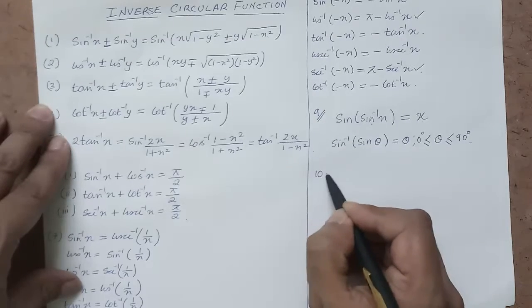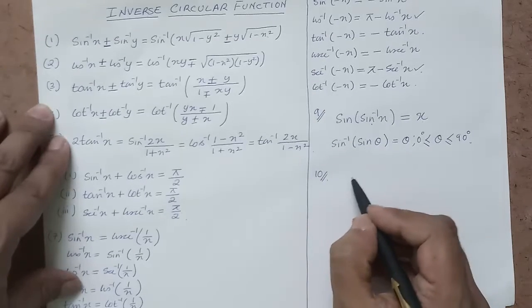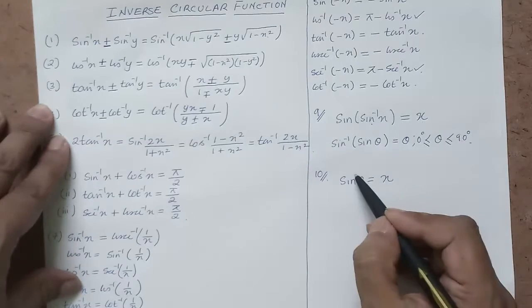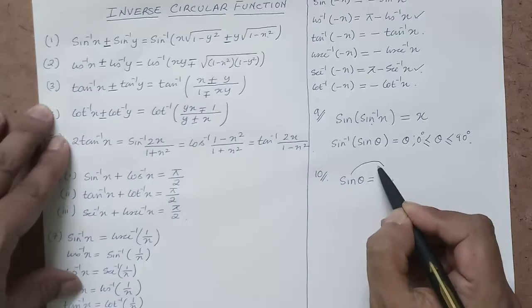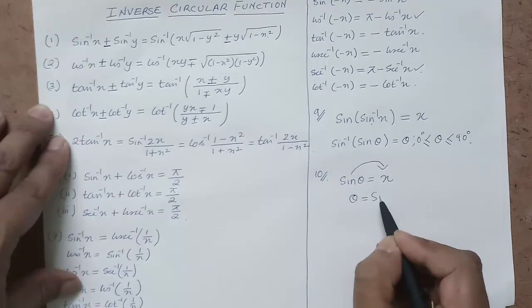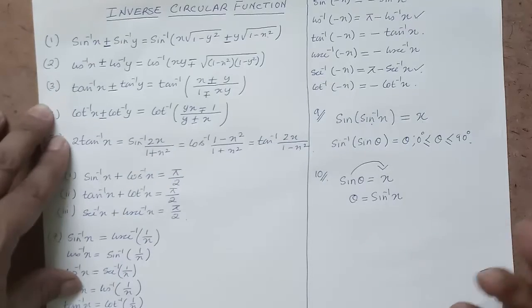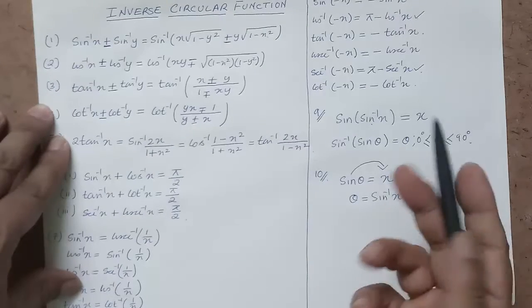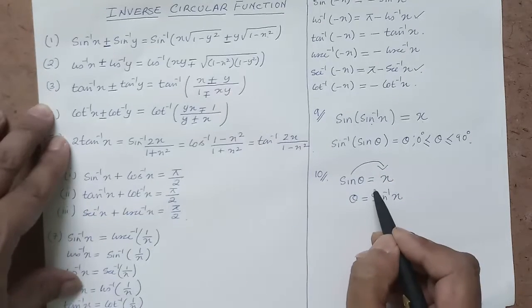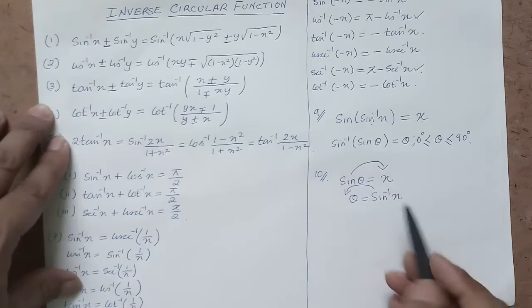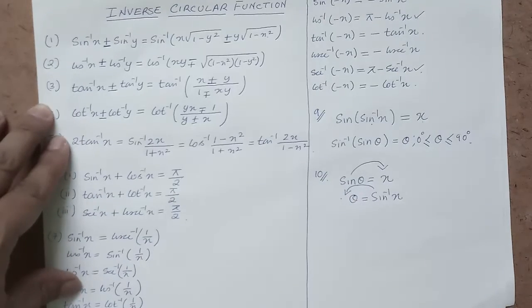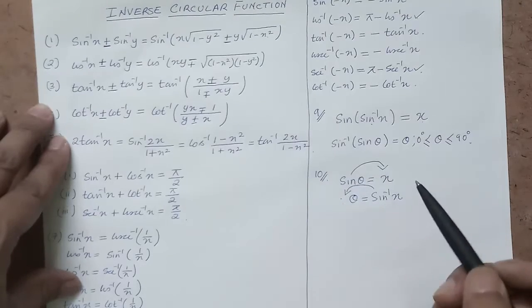Number 10: sine theta equals x. If you bring the sine from the left hand side to the right hand side, then the value of theta we can write is sine inverse x. If you bring any trigonometrical ratio from one side to the other side, it will be converted into the inverse function, and this is a reversible process. Now if you bring the sine inverse from right to left, it will be sine theta. This is a reversible process. In both cases we can apply.